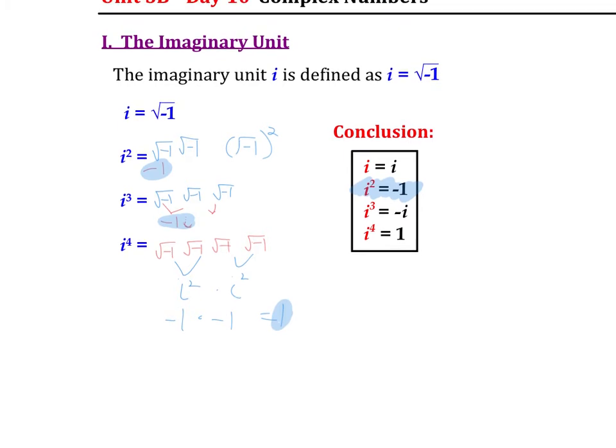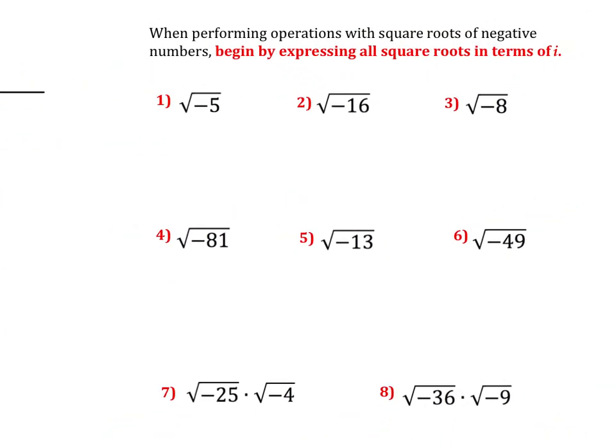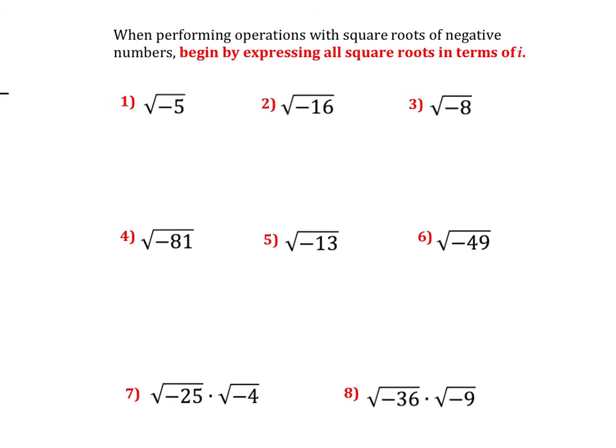All right, so just to recap, i is an imaginary unit, and i is defined as the square root of negative 1. So let's see how this plays out. And it's going to be a lot easier than you think. We want to take the square roots of negative numbers.